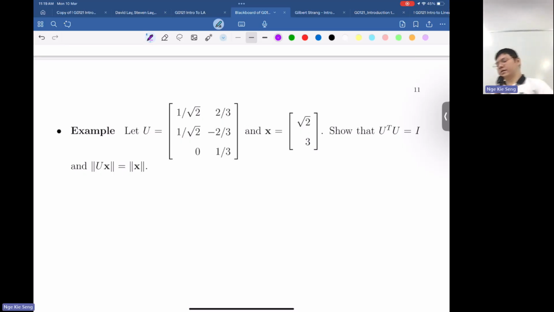So basically, this chapter is about transposing, matrix multiplication, and then length, finding angles from there. So combine these together.